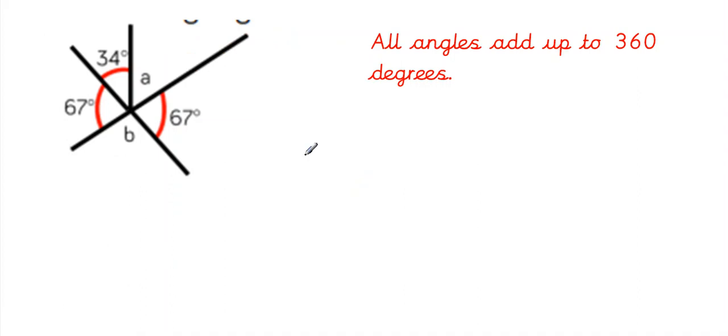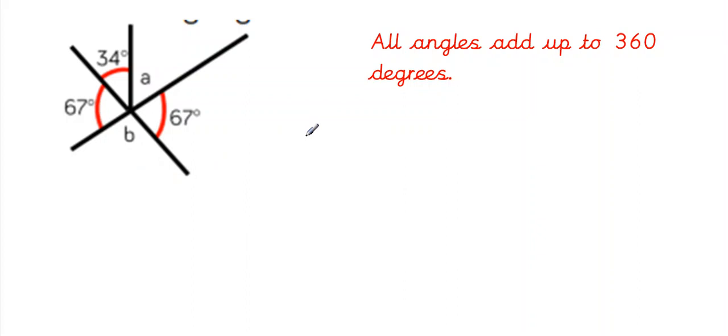Okay, so we're looking at calculating angles on a point. The other day we looked at calculating angles on a straight line, so this is rather similar to that. We've got two angles to find, A and B.